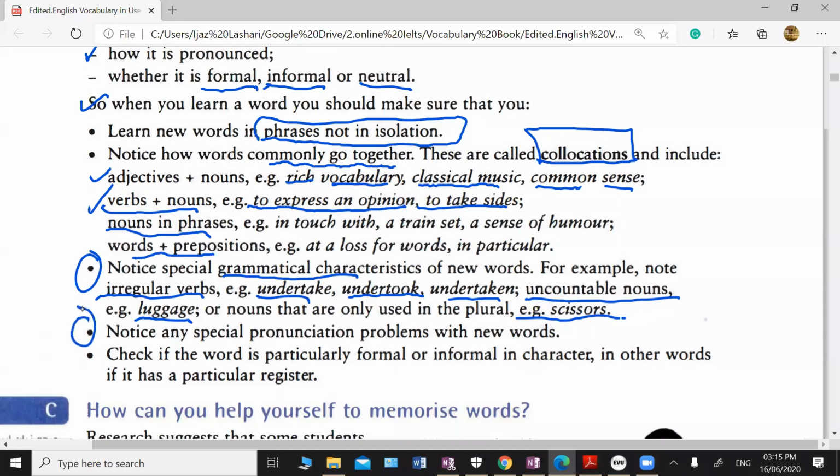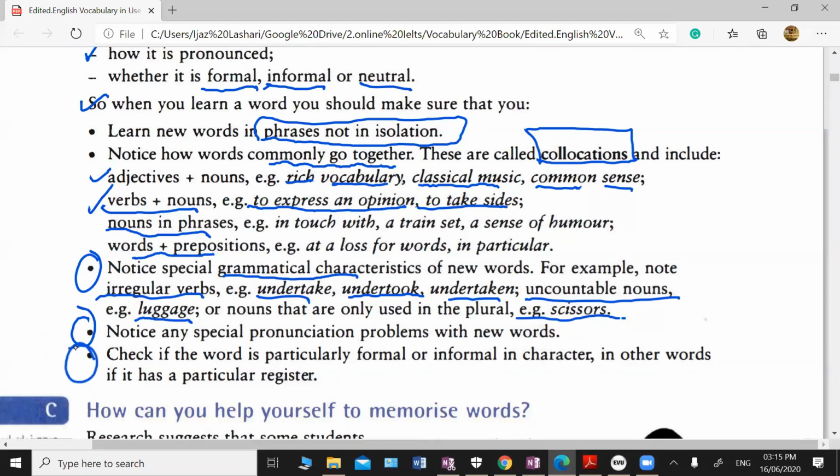Next one, notice any special pronunciation problems with this new word. Certain words have some pronunciation situations. Certain letters are silent. Certain letters are pronounced, but not that much. Certain words have syllable difficulties, with different syllables coming at different places. So you should notice all these things.